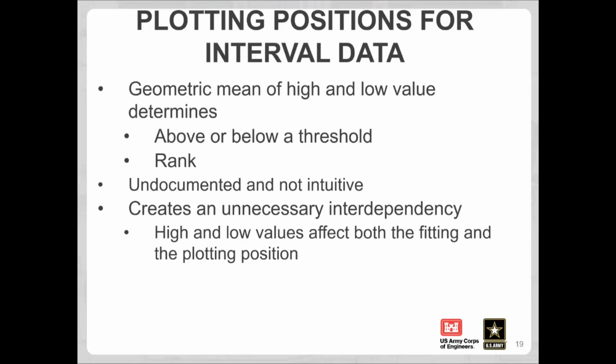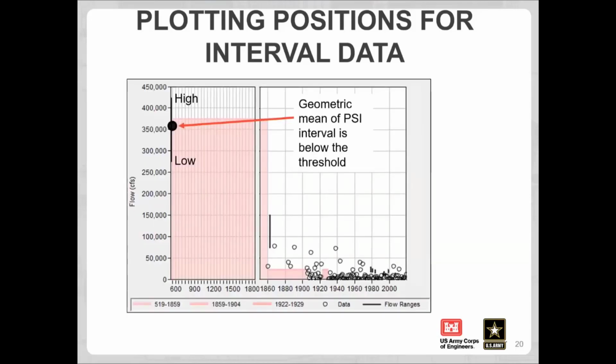So our goal was to separate those two things and make them independent. If you go to the next slide, I'll show a quick hypothetical example of what I'm talking about and how this works. In this example, we've entered a flow interval with a low and a high value, represented by that vertical bar, for some historical flood event. The software as it exists now will calculate the geometric mean of that high and low value.